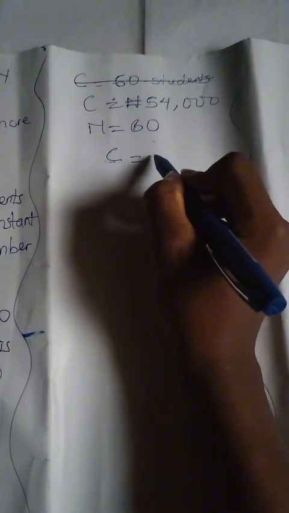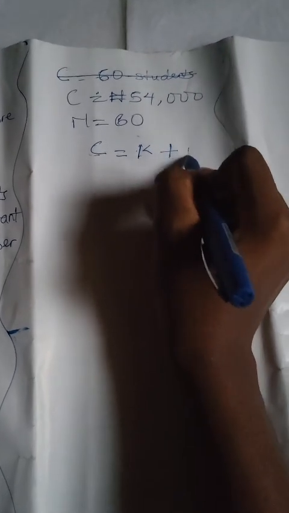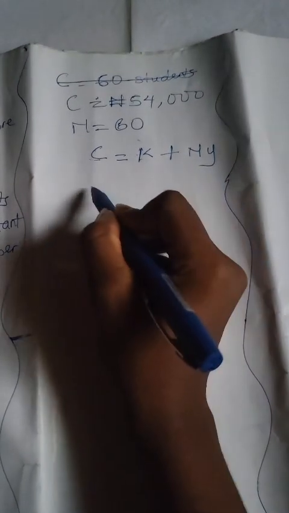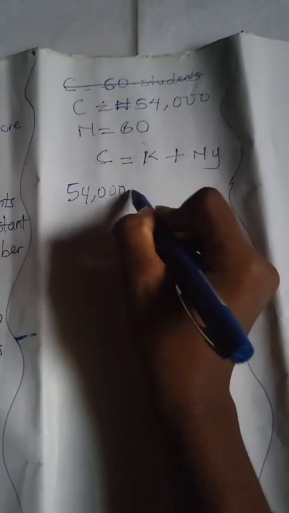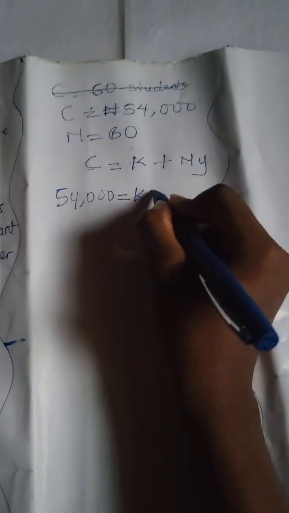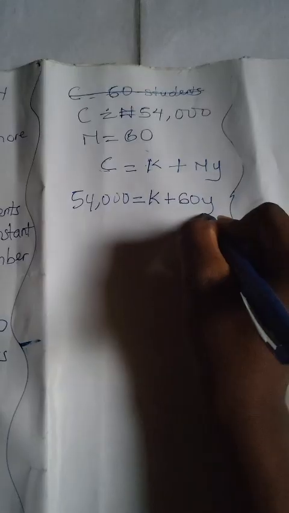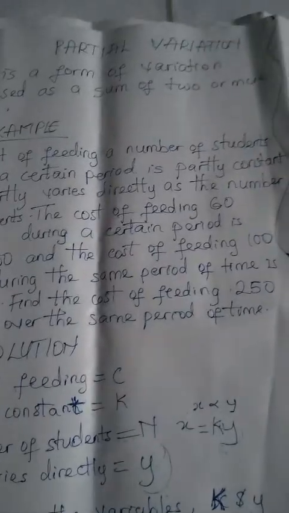That means C is 54,000 naira and the number of students is 60. So the formula that we generated, C is equal to K plus NY. C now is 54,000, which equals K, a constant we don't know, plus the number of students, 60. We don't know the other constant too, Y. Let's now read the question further.